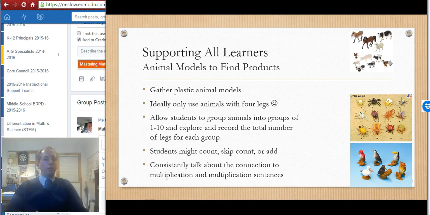So if you gather plastic animal objects, and ideally just ones that have 4 legs, because we're just focusing on our times 4 facts, grab 10 of those examples and create the sentences. Well, if I have 1 of these, how many legs do I have? If I have 2, how many legs do I have? We want to keep making the connection not just to the verbal version of the multiplication sentence, but also the written form as well.